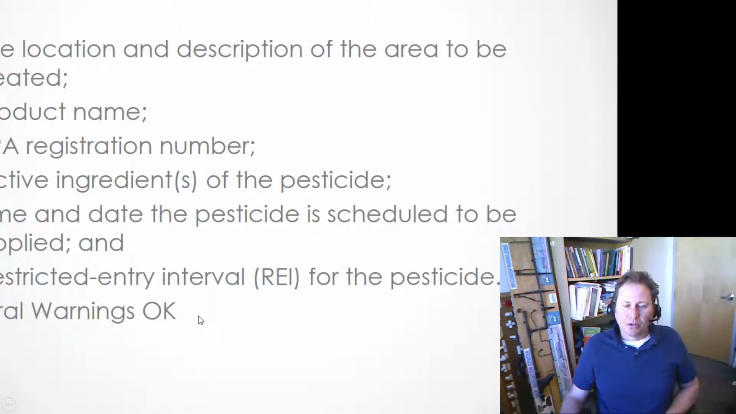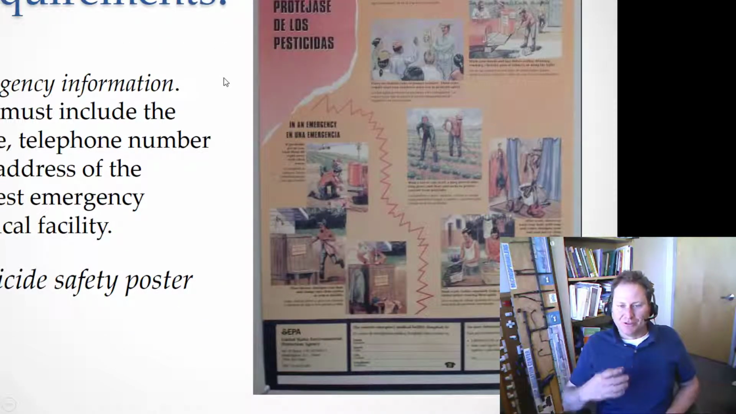And then oral warnings are okay to verbally tell people, but posted is important because oral warnings only reach the people who hear them. As you can imagine, somebody may enter the job site for other reasons that did not receive the oral warning. So emergency information: name, telephone number, and address of nearest emergency medical facility.